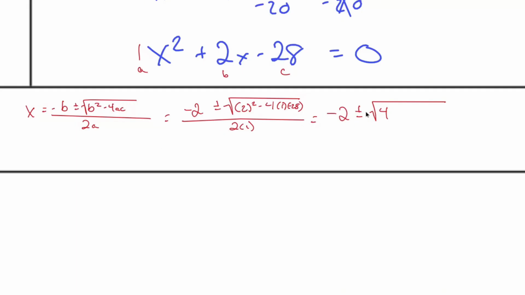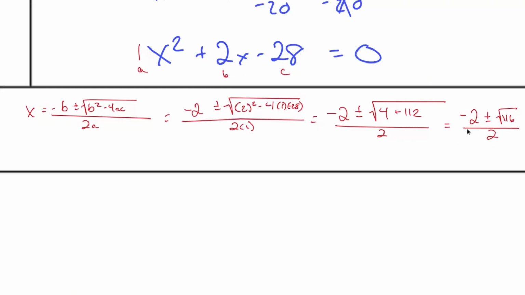That's supposed to be negative. I knew I messed something up there. 112 plus 112 all over 2. That's going to be negative 2 plus or minus the square root of 116, all over 2.